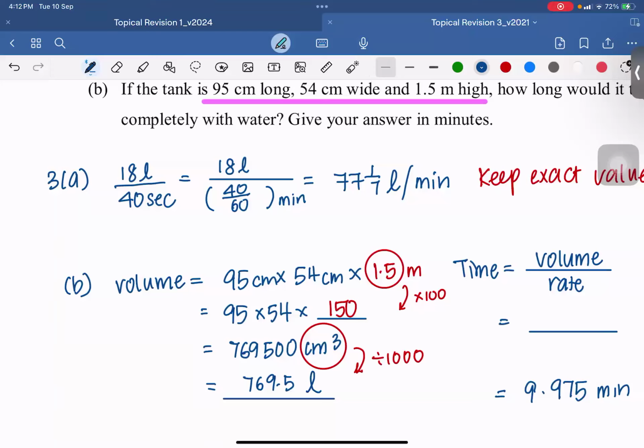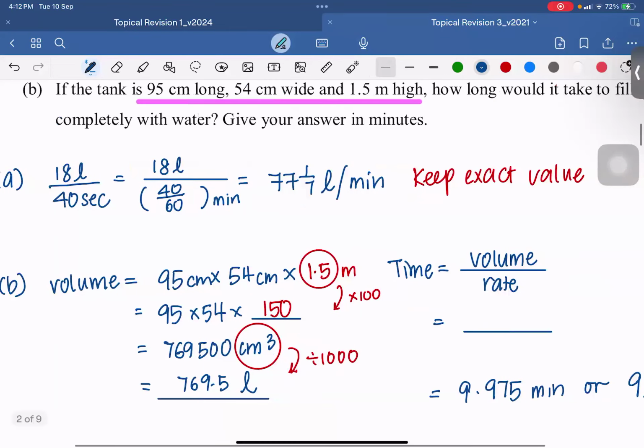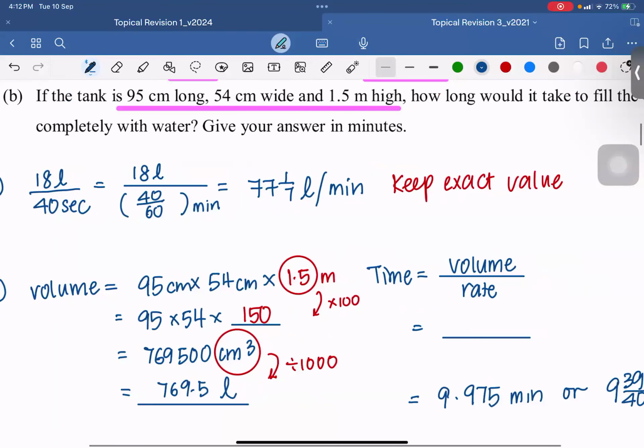Liters. Correct. Right, so in this case, thank you very much. I have my volume, 769.5 liters, already. And then they ask me how long does it take. So I take my volume, divide by my rate. So my volume, I'm going to use 769.5 liters, divide by my rate, 77 and 1 over 7.